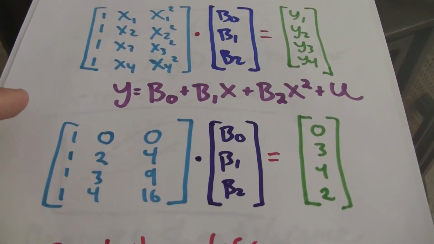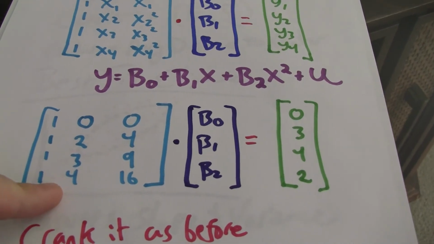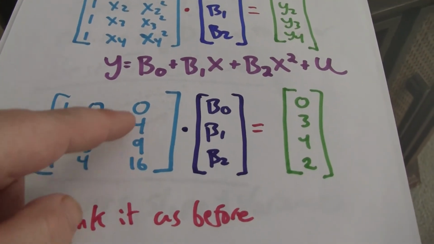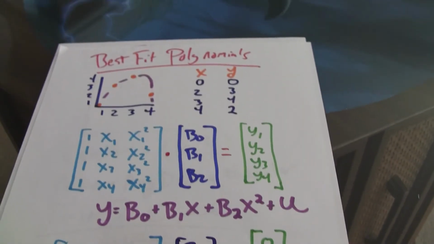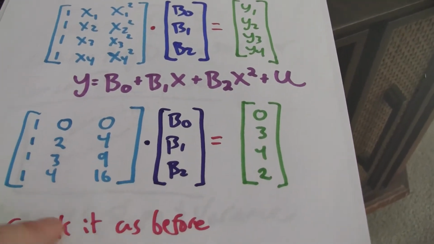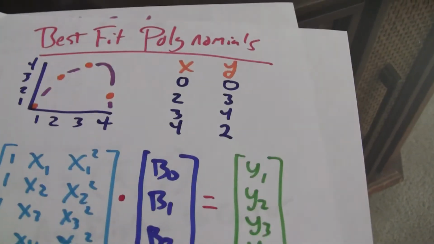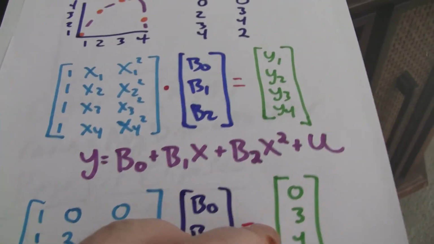So here it is. We've got our 1s, and then here's our same x column, 0, 2, 3, 4. And this is all of those values squared. And then here's the y's, our y vector here. And then we'll crank it out as I showed you on the first page and find the coefficients to our polynomial.